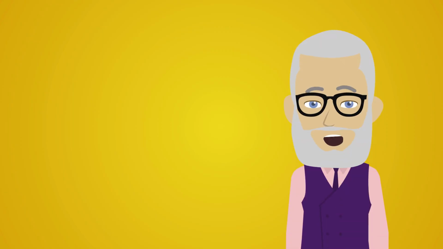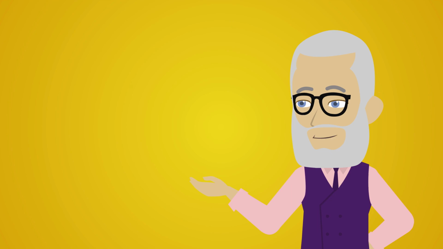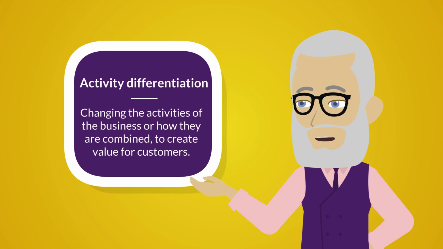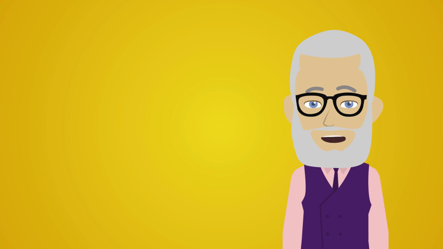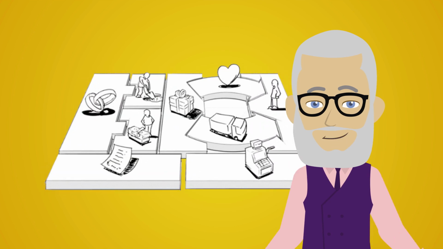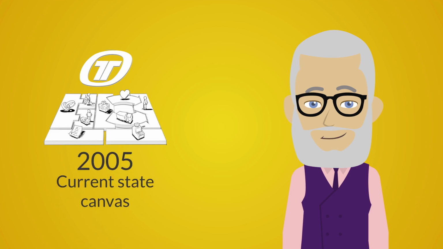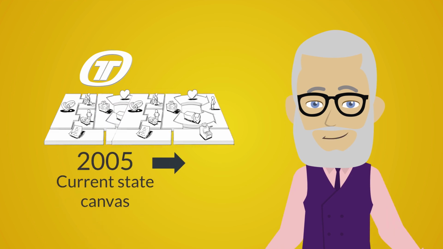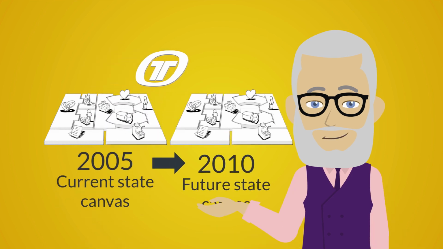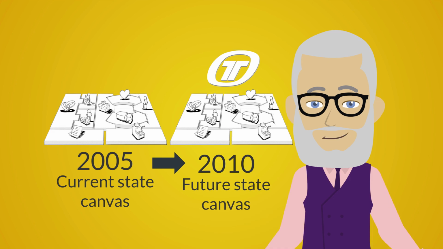This video uses the concept of activity differentiation, changing the activities of the business or how they're combined to create value for customers, to show one way in which you can use the business model canvas. Using Optima Training as the example, we'll show you a completed canvas before taking you through how making a change to the activities of the business affected the business model.